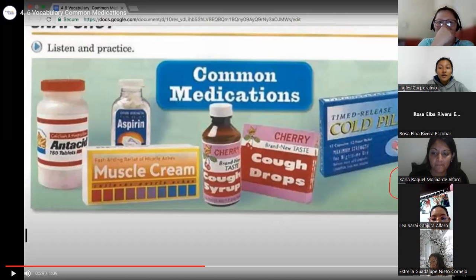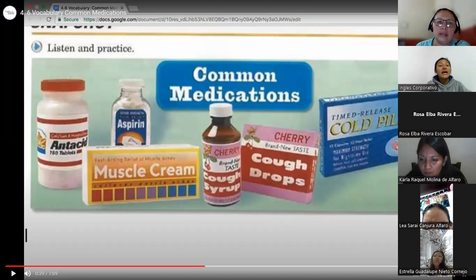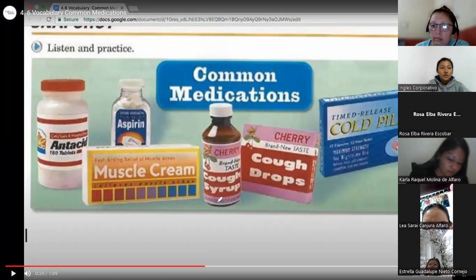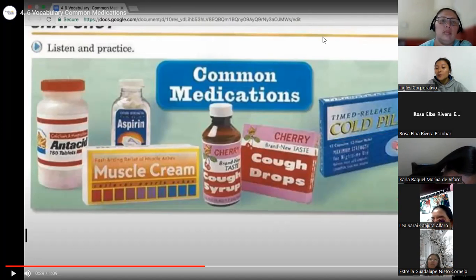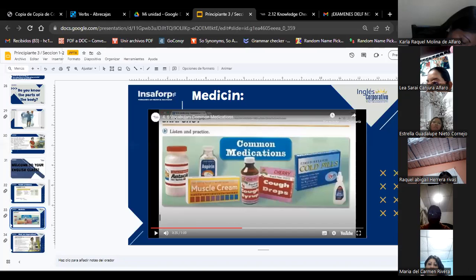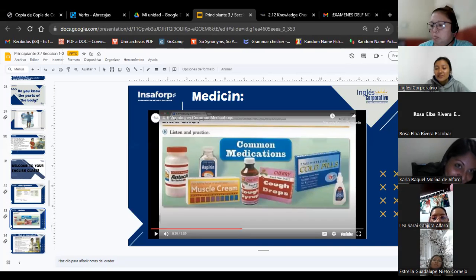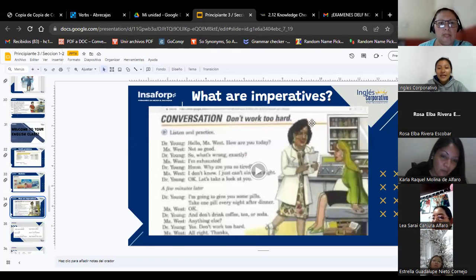Another one. Here we have another one. Eye drops, right? Gotas para los ojos. It will be eye drops. Okay. There you go with that. Do you have any question about the pronunciation of this? Or everything is clear, right? No questions? No questions, right? Because you know this. Rosalba? No question. Excellent. Thank you so much for answering me.